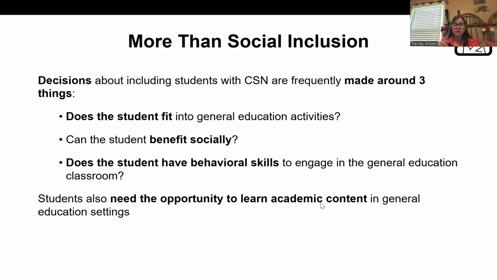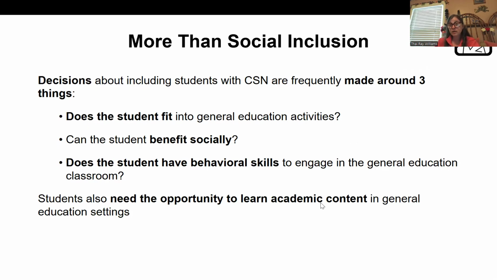This is what people have looked at: one, does the student fit in the general education classroom? Now, I want you to notice what I said. Does the student fit into the general education, whatever that activity is in that classroom? Not, can we modify or adapt this activity so that all students can participate? So that's not what is often looked at. It's looked at, does the student fit?